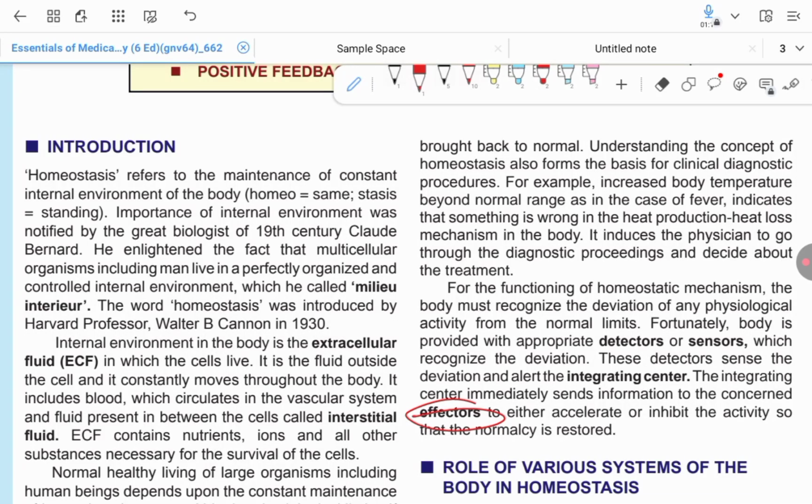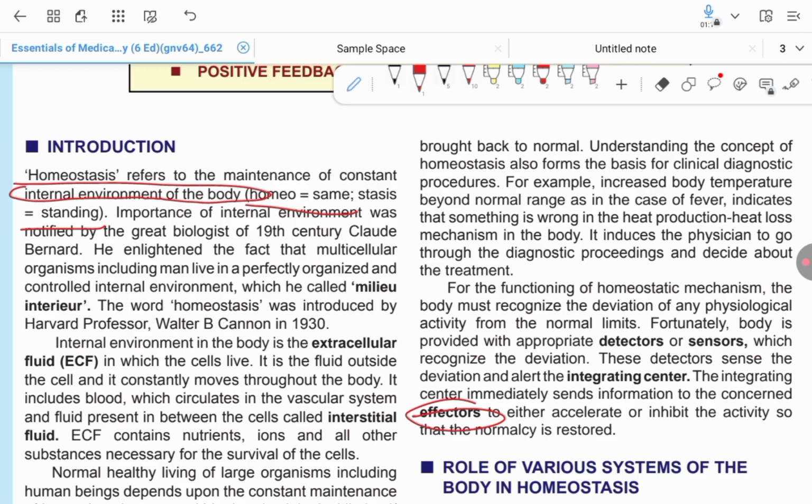In today's lecture we are going to discuss homeostasis. This is lecture 9 of this series. So let's start. In homeostasis there are two terms. The first one is homeo, the second one is stasis. Homeo means same and stasis means standing, and the meaning of standing is to maintain. To maintain the same. What do we have to maintain the same? We have to maintain the constant internal environment of the body.